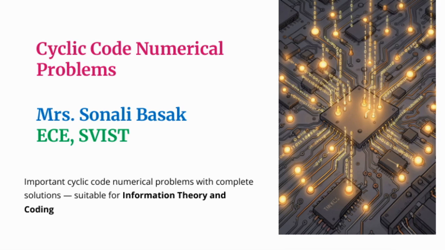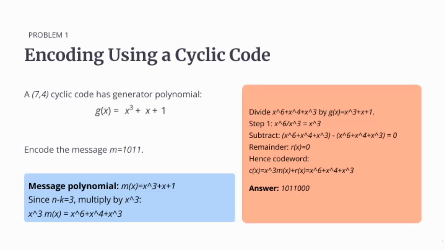Let's get started. Let's walk through encoding a message using a cyclic code. We start with the message polynomial m of degree 3. Since our code length n is 7 and message length k is 4, we multiply m by x to the power of 3. That shifts it up to degree 6. Next, we divide this result by the generator polynomial g. When we do the long division, the remainder is 0, which means the code word is just x cubed times m in binary. That gives us 1011000. This process ensures our message is properly encoded for error detection.